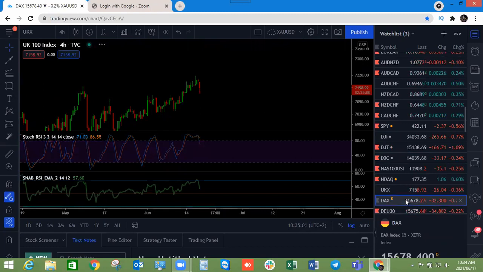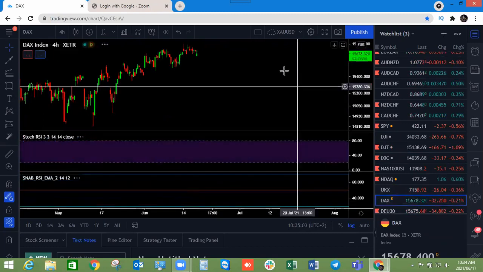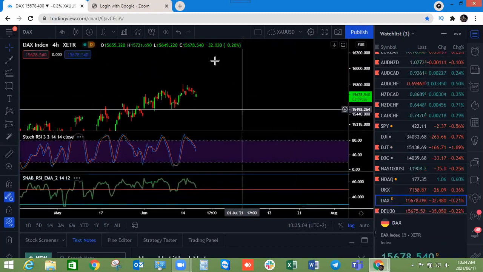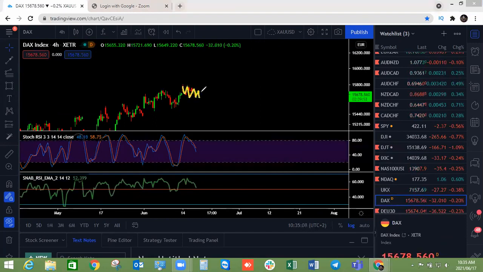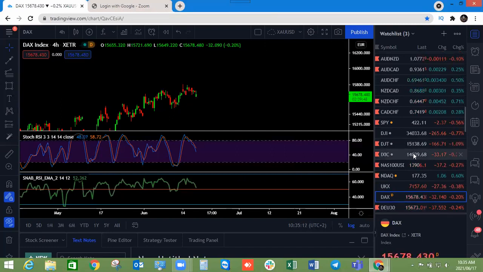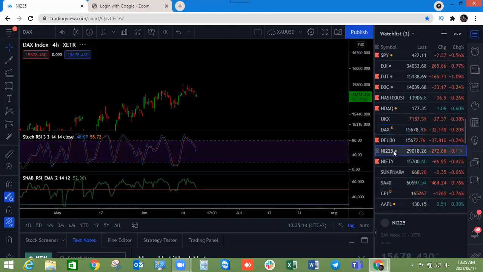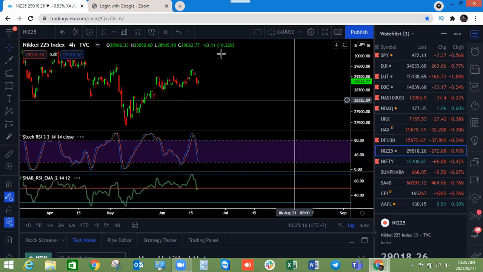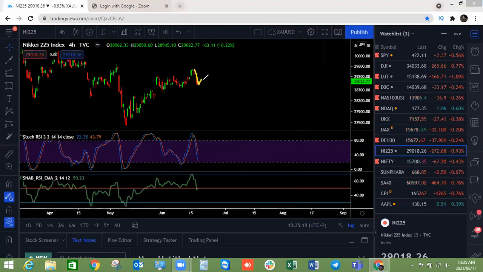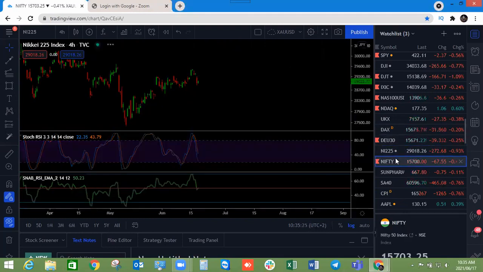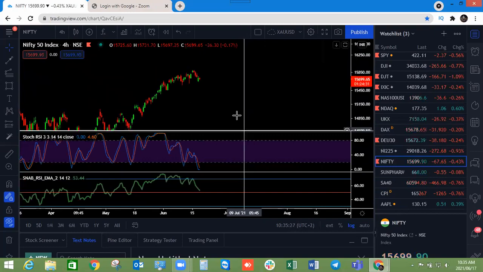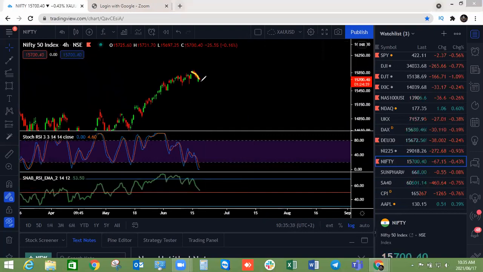The DAX, continuation pattern. We expect to see this continue to the upside. And the Nikkei, expect a corrective structure here for a continuation to the upside. And the Nifty, it's an impulse. What is happening here is a corrective structure. We're going to see more upside.